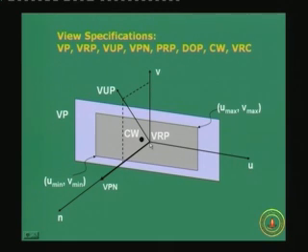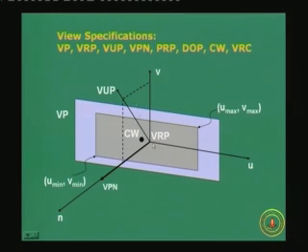The VRP is a point on the view plane. VRP is the view reference point on the view plane VP. I have not written these corresponding terminologies, but as I say, keep writing them down yourself. VP is the view plane, VRP is the view reference point, VUP is the view up vector.